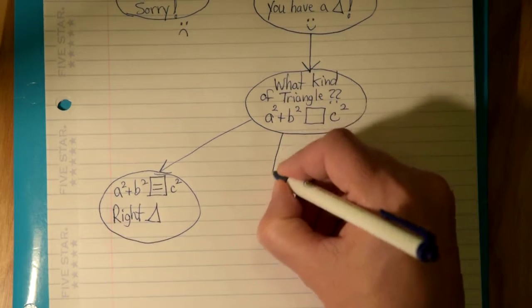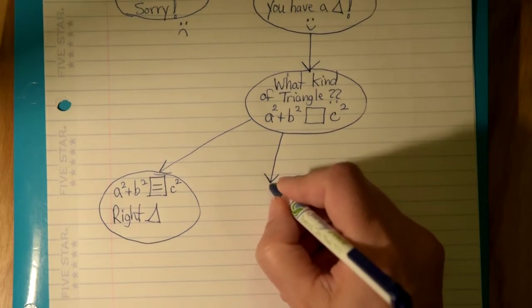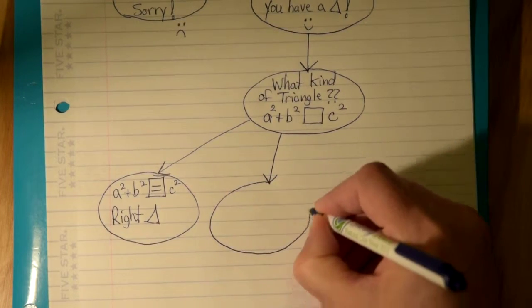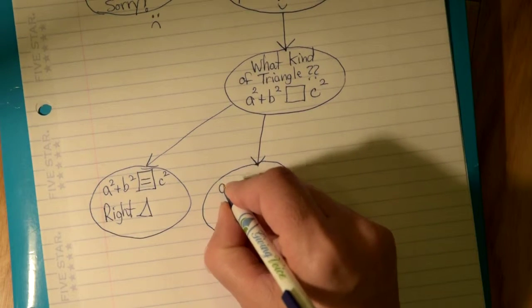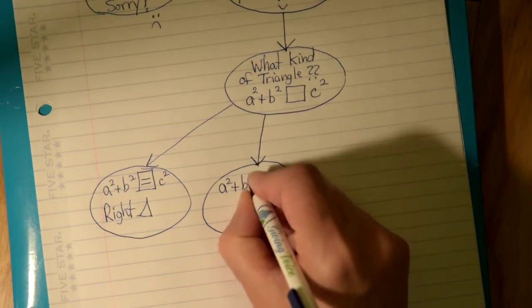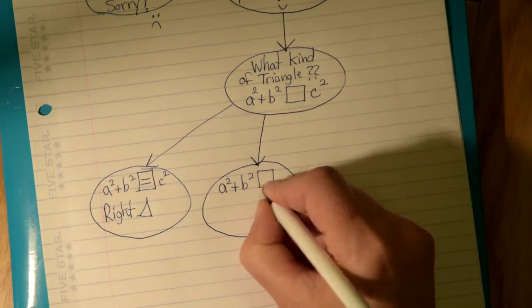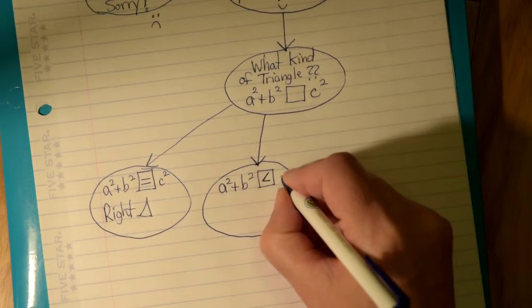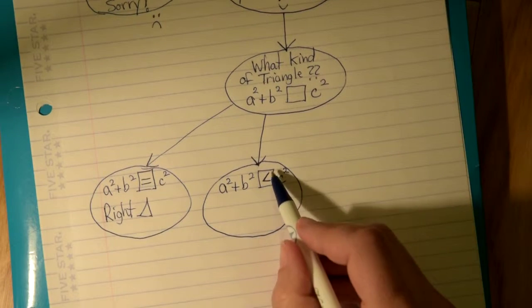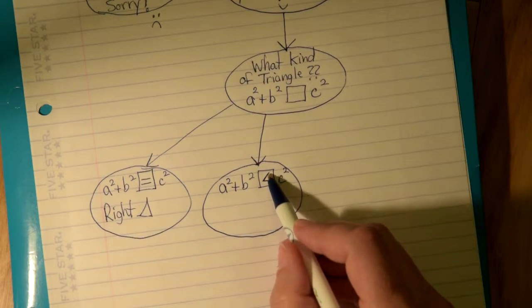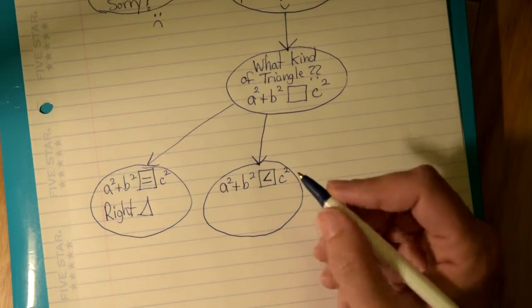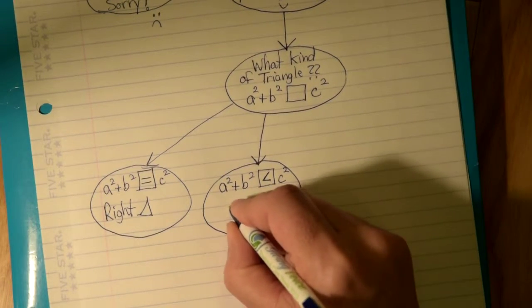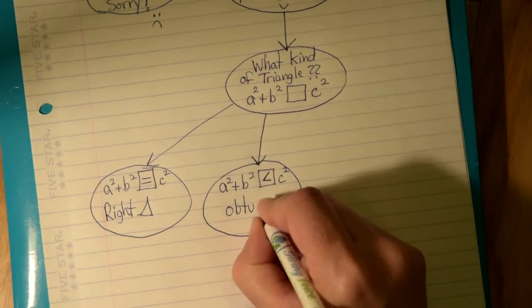Now, there's another possibility. It's kind of hard to draw these triangles from this side. You could have a squared plus b squared being less than c squared. Remember, the mouth of the inequality sign always points to the bigger, or faces the bigger quantity. So if you have a squared plus b squared being smaller than c squared, it's an obtuse triangle.